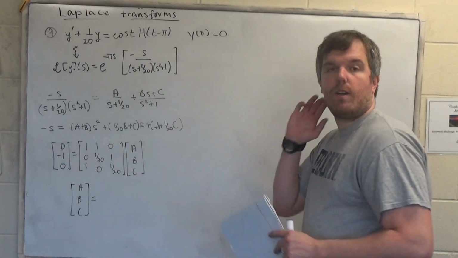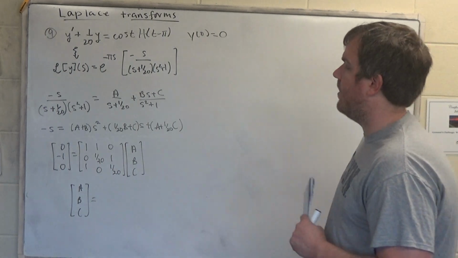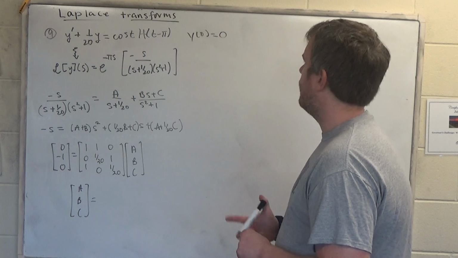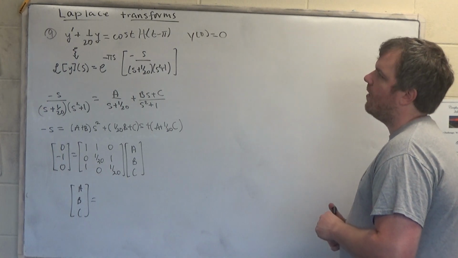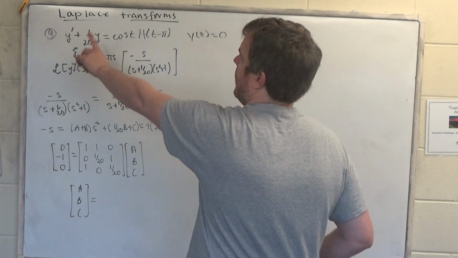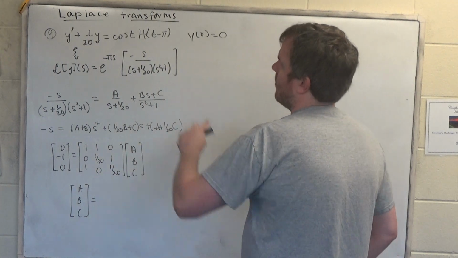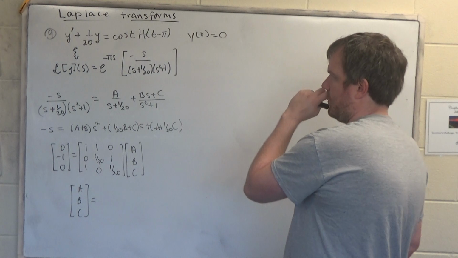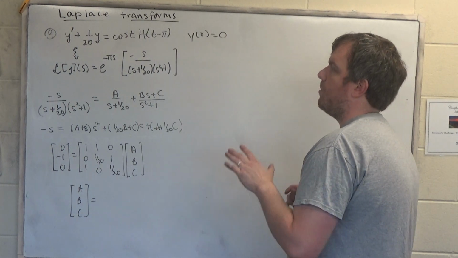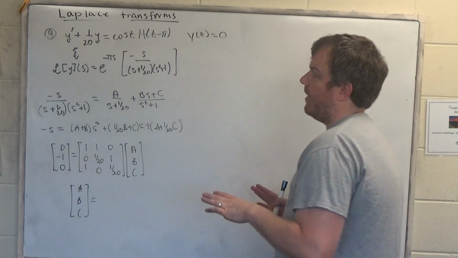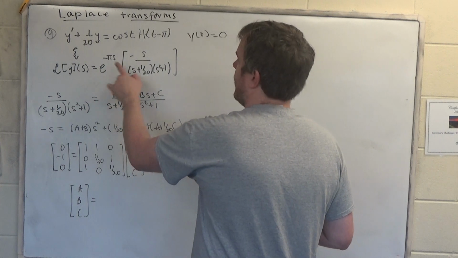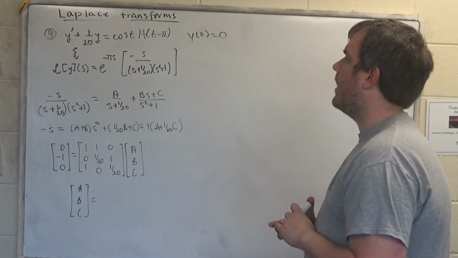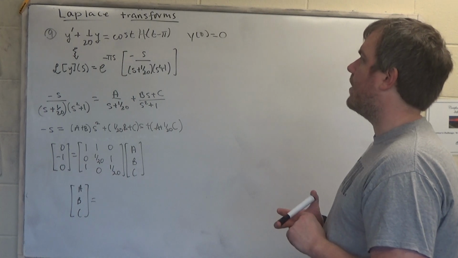Hi class, we're back with example number 9 where I've condensed the information from what we had on our previous board. We started with the differential equation y prime plus 1/20th y equals cosine t times the Heaviside function of t minus pi, where y of 0 equals 0. We Laplace transformed everything and solved for that Laplace transform, and we got e to the negative pi s times the quantity negative s over s plus 1/20th times s squared plus 1.